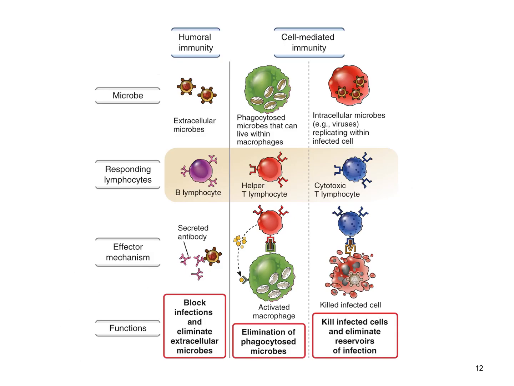So here we have a nice picture that depicts some of the differences between humoral immunity and cell-mediated immunity. With humoral immunity, B lymphocytes secrete antibodies that will eliminate extracellular microbes, whereas in cell-mediated immunity, you have different types of T lymphocytes that recruit and activate phagocytes to destroy ingested microbes and to kill that infected cell.